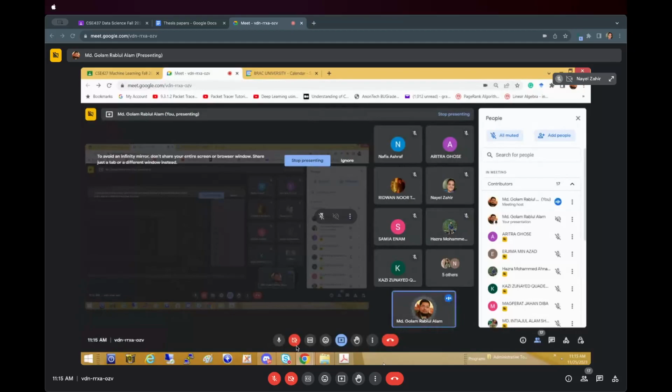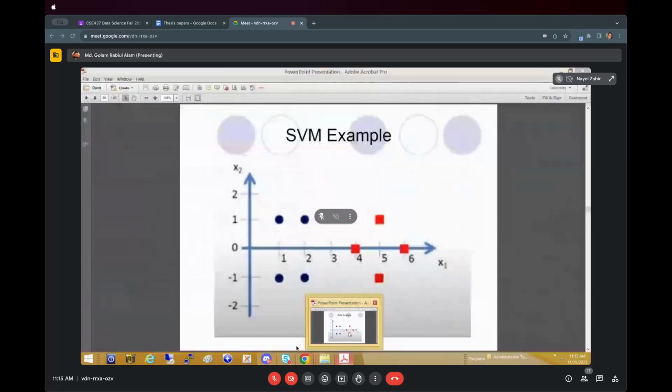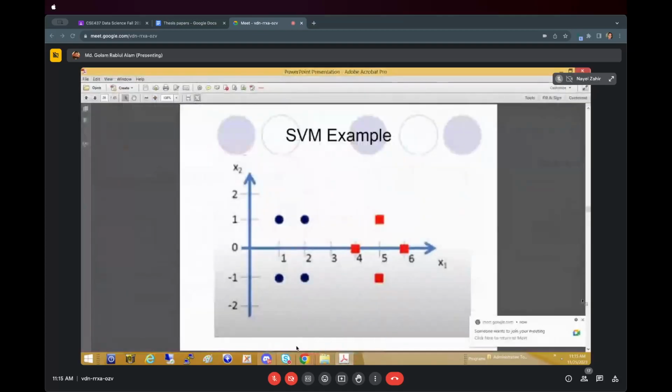So we can start our today's lecture. You can continue the discussion on SVM. So in our last class, we have discussed one example, this example, and so far what we have discussed in support vector machine.